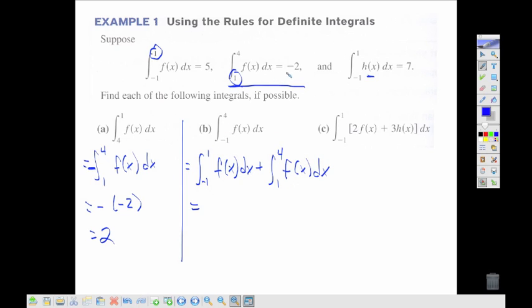And so looking at the values that we have for negative 1 to 1 for f of x, we have 5. And from 1 to 4, we have negative 2. And so we get 3.